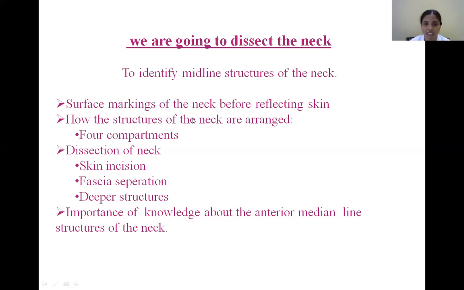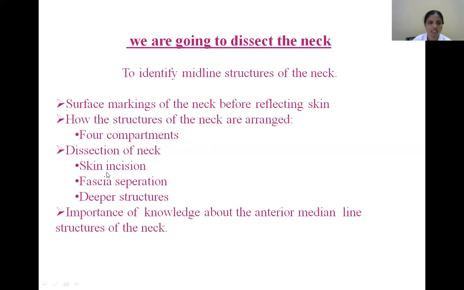Then, how the structures of the neck are arranged. As the topic is midline structures, but actually, how are the structures in the neck arranged? Usually the structures in the neck are arranged in the midline only, but they are in the form of compartments. What are those 4 compartments? We'll see how they are arranged. Afterwards, it is followed by dissection of the neck.